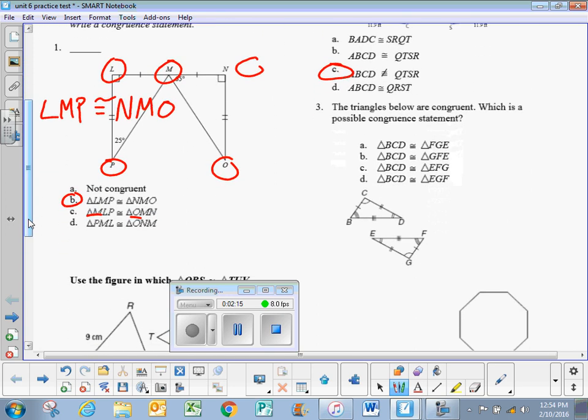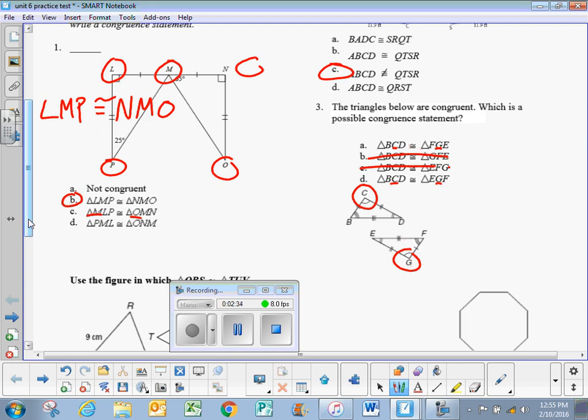Number 3, okay, again, what is congruent to C? G. Okay, so where are C and G in the same spot? Middle, good. C and G in the middle.